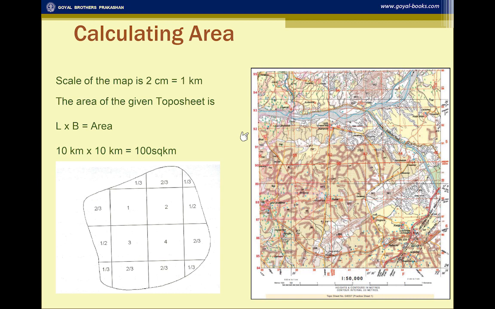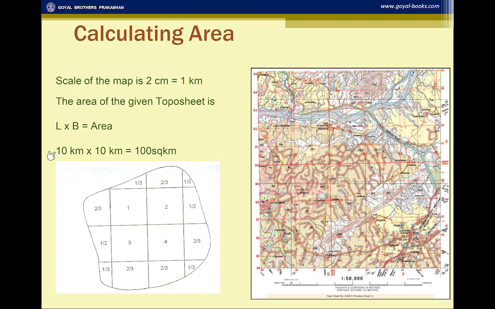You have to make it into 2 centimeter by 2 centimeter because the survey sheets that you get in the examination are of the same measurement. So each square would be of 2 centimeter by 2 centimeter representing 1 kilometer. So here, the survey sheet which will be given to you in the examination will be about 10 kilometer by 10 kilometer is equal to 100 square kilometer. So the area of the survey sheet given to you would be 100 square kilometer. So this is how we calculate the area.